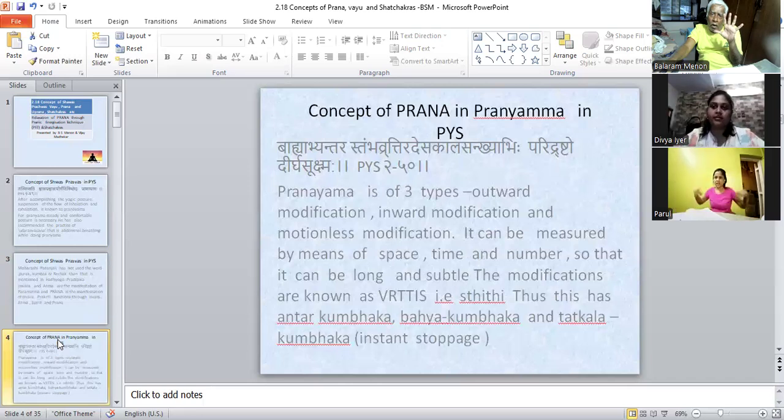Vyana is in the entire body. Apana, Vyana, Udana, Samana, Prana, and among them the prominent one is Prana. System wise, Apana is the excretory system, Samana is the digestive system, Udana is toward the throat, Vyana is toward the circulatory system, and Prana covers the respiratory system.